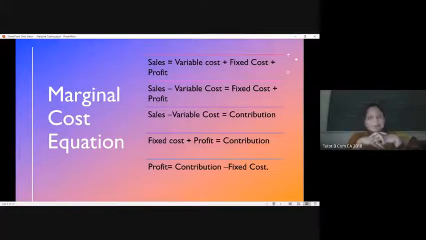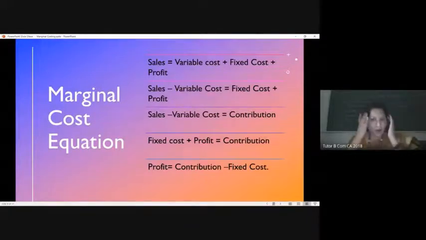But still, we have to be very thorough with the application of this equation when we are discussing marginal cost. Yesterday also we did a similar one. Sales is equal to variable cost plus fixed cost plus profit. It's a primary equation, and we can also put that in a different way: sales minus variable cost is equal to fixed cost plus profit.